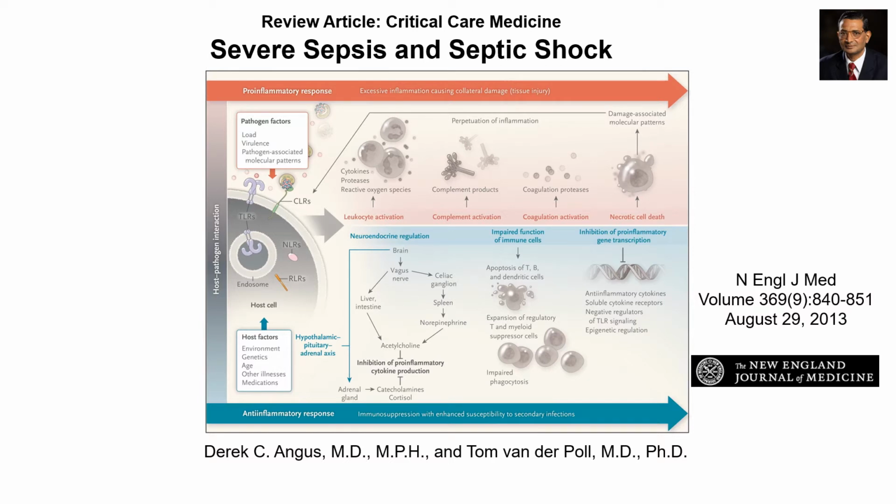The consequence of exaggerated inflammation is collateral tissue damage and necrosis, resulting in the release of damage-associated molecular patterns that perpetuate the inflammation.